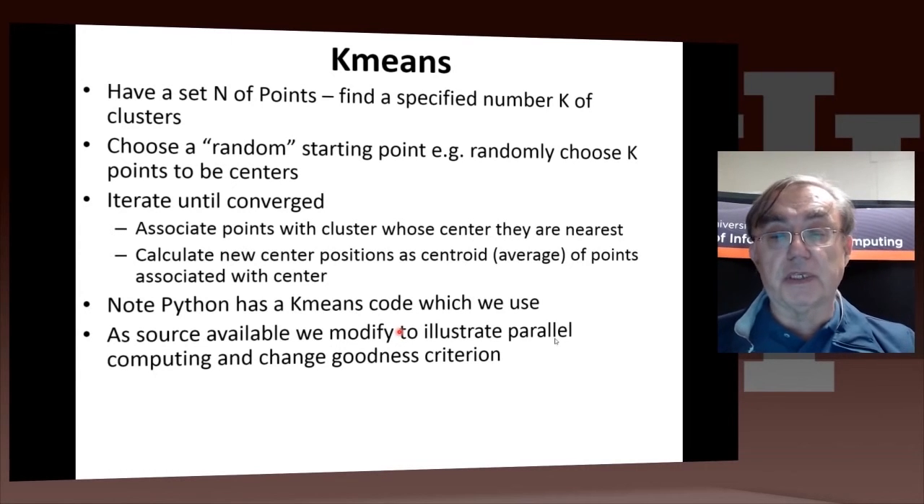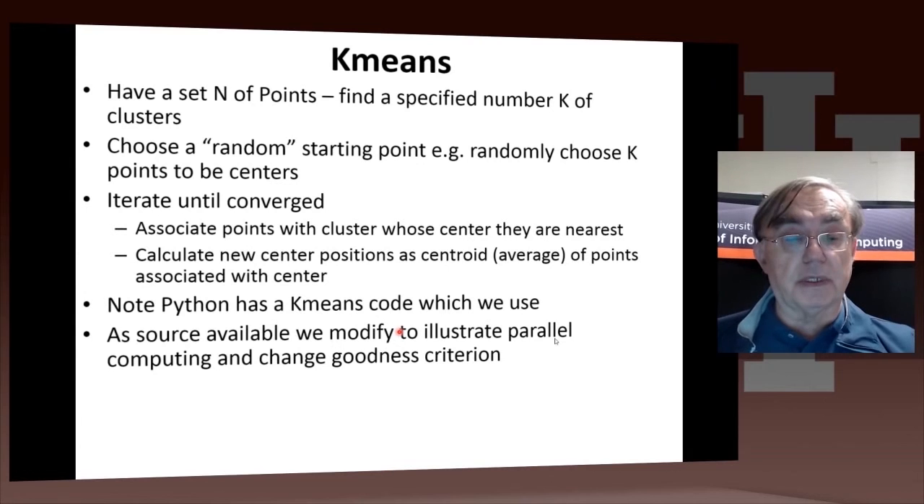where we associate points with the cluster. That's what's done with the utility VQ, vector quantization. And then we calculate the new center positions as the centroid, or the average, of the points associated with each cluster and its center. And as I said, Python has a k-means code which we will use. And as the source is online, I gave you a link. We can change that code for our own satisfaction. And we will do that to illustrate parallel computing in a later lesson.